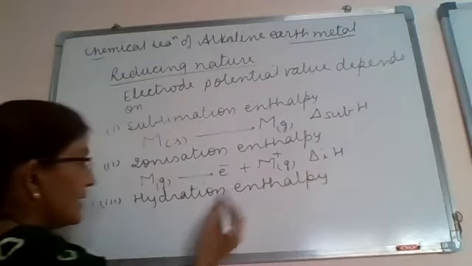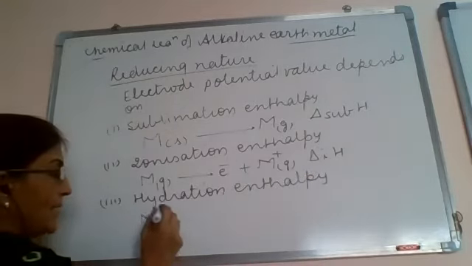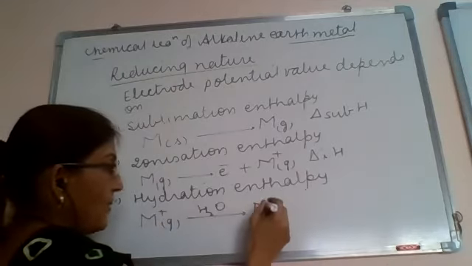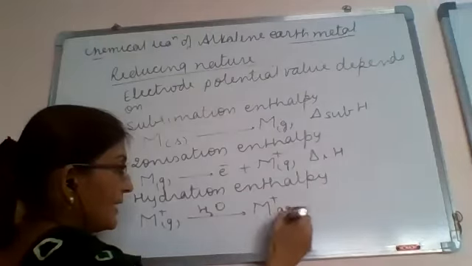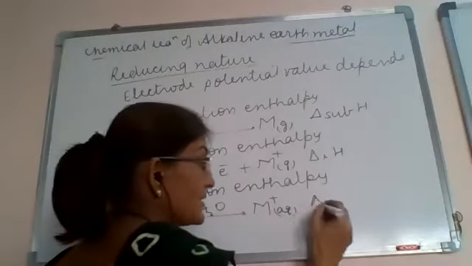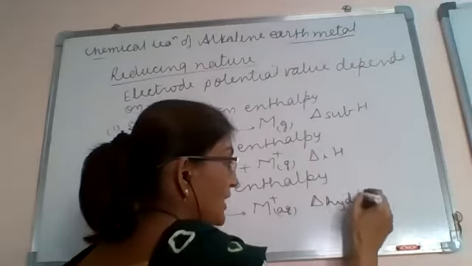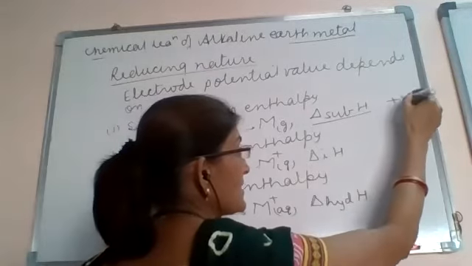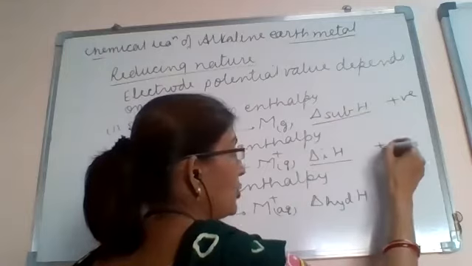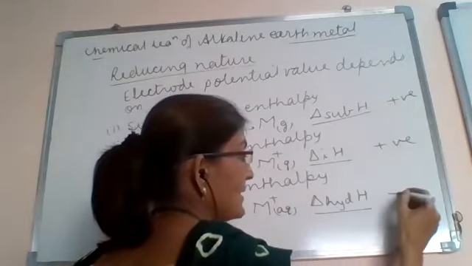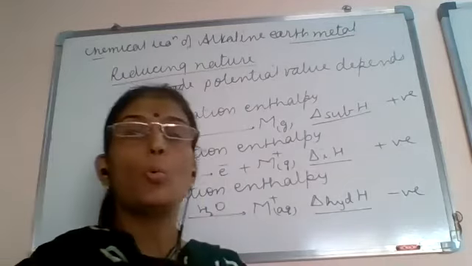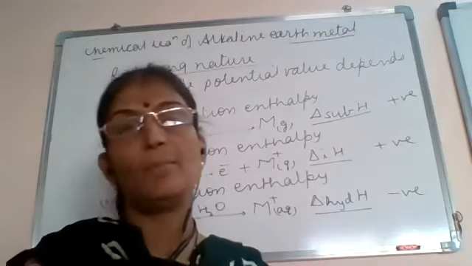Hydration enthalpy: the gaseous ion gets hydrated, means it reacts with water. It forms a hydrated ion, aqueous ion. The energy released for this is called hydration enthalpy. This is an endothermic process, this is an endothermic process, but this is an exothermic process. So two processes are endothermic, one process is exothermic.